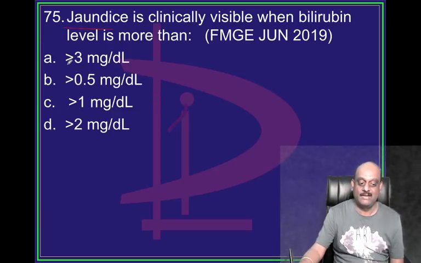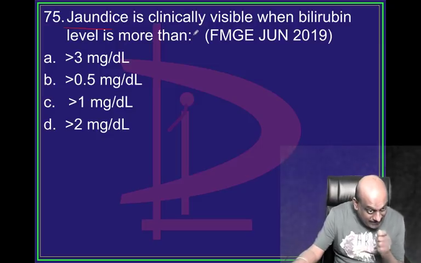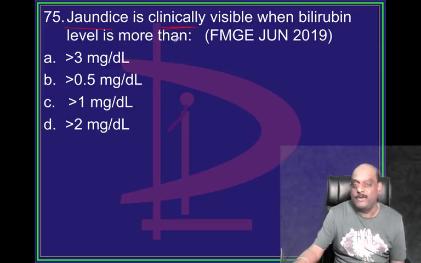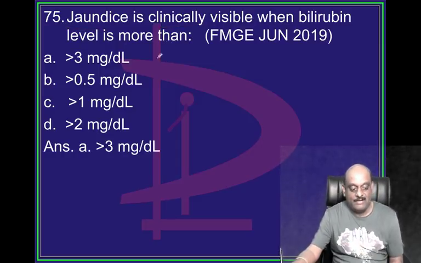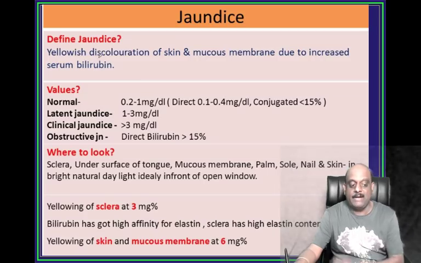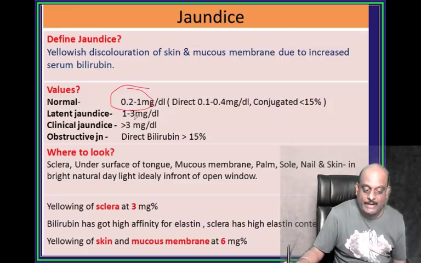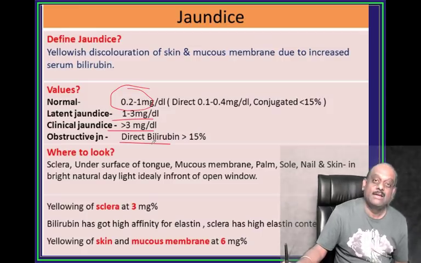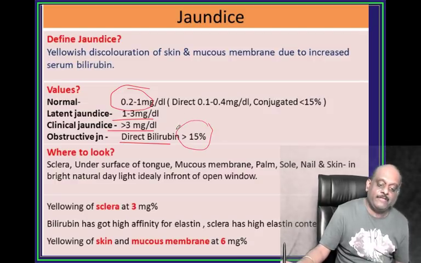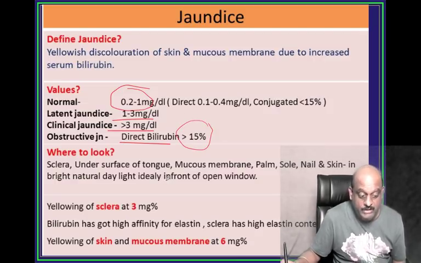Jaundice, agar dikhana pade to kitna bilirubin rehna? It should be more than 3 milligram per deciliter. So normally bilirubin is 0.2 to 1. 1 to 3 is latent jaundice, more than 3 is clinical jaundice. Direct bilirubin more than 15% you call obstructive jaundice.